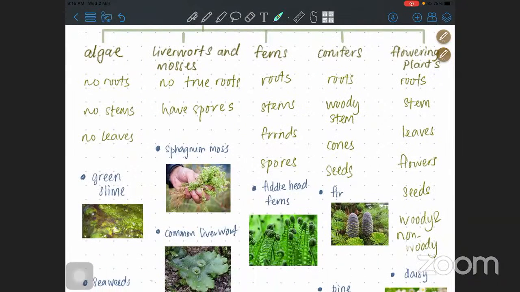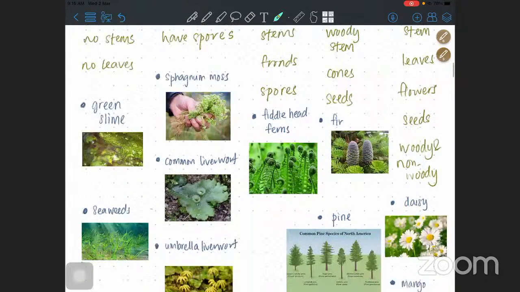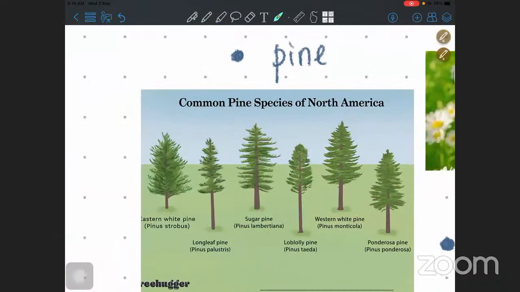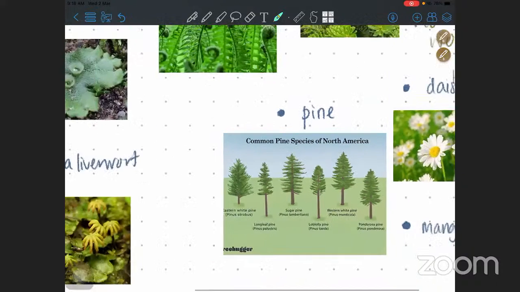Conifers have a woody stem, roots, cones, and seeds. This is an example of fir, and an example of pine. We have many types: eastern white pine, longleaf pine, sugar pine, loblolly pine, western white pine, and ponderosa pine. These are a few types of pine in North America.